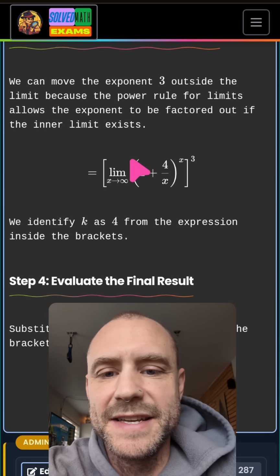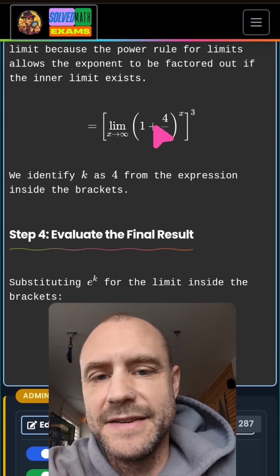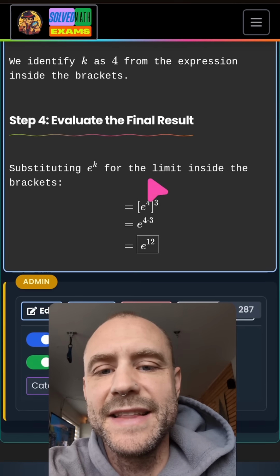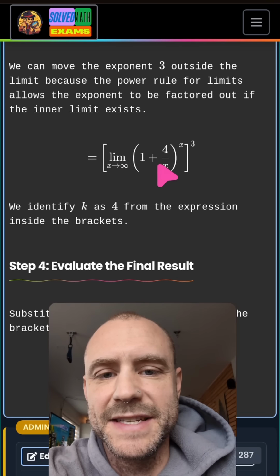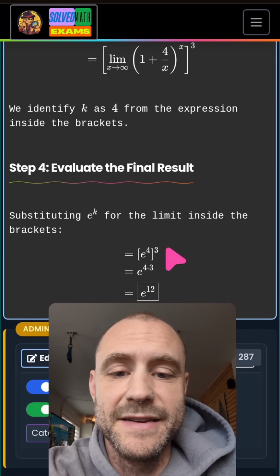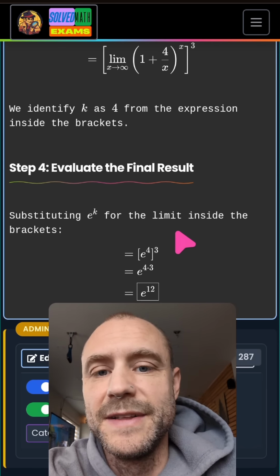Now this is just the definition of e to the 4. And so that's what we get. So we get the inside stuff is e to the 4, and then we have to apply the 3 out there as well. So that's it.